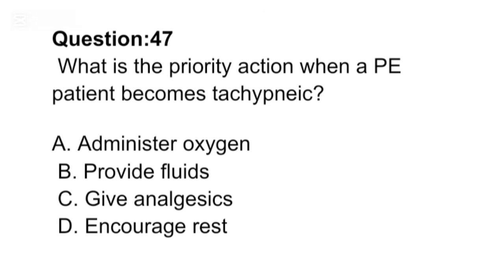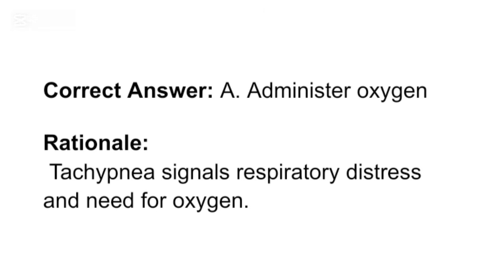Question 47. What is the priority action when a PE patient becomes tachypneic? A. Administer oxygen. B. Provide fluids. C. Give analgesics. D. Encourage rest. Correct answer, A. Administer oxygen. Rationale. Tachypnea signals respiratory distress and need for oxygen.